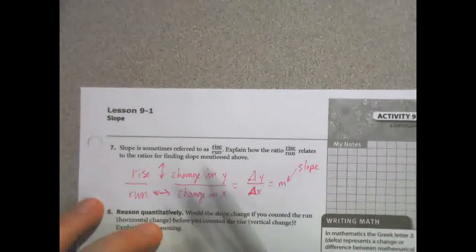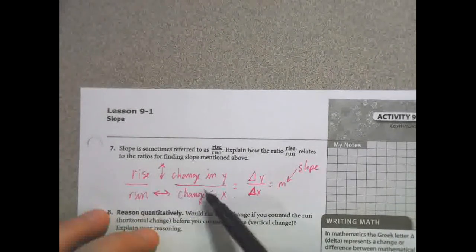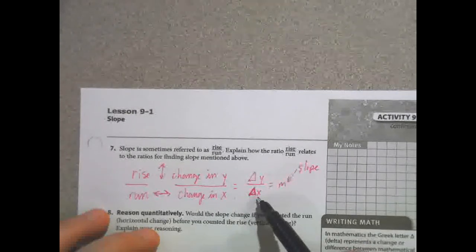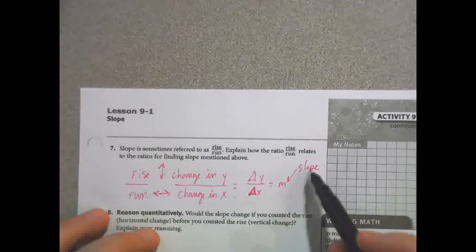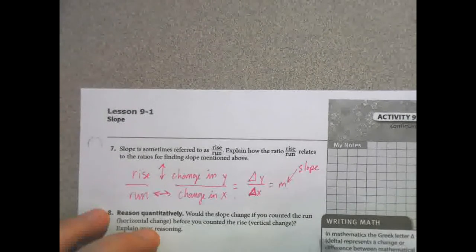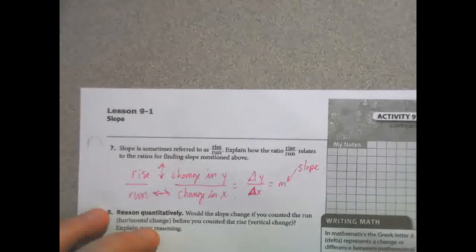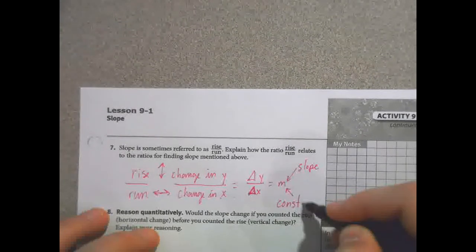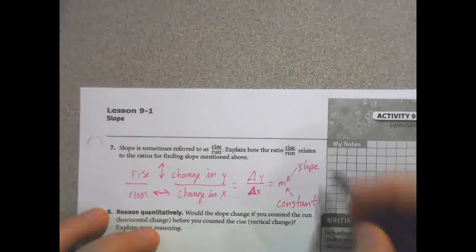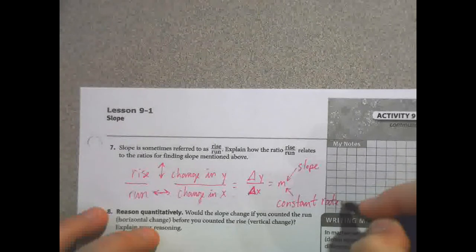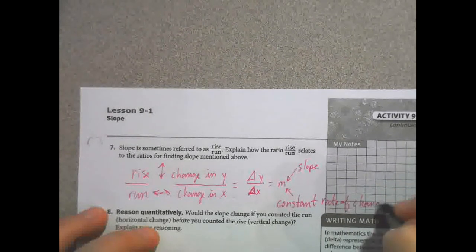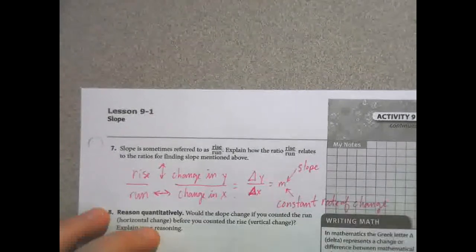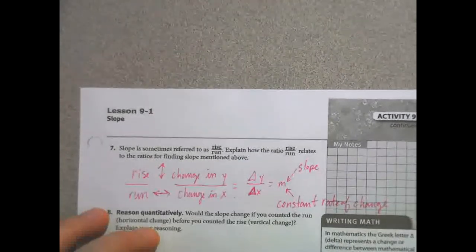Okay, so when I say rise over run, when I say change in Y over change in X, when I say delta Y over delta X, when I say M, and when I say slope, I'm talking about the same exact thing. And there's even one more thing that we can talk about. Since slope is constant, I have a constant rate of change on this line. We'll talk more about that later. But my slope is constant throughout the entire line.